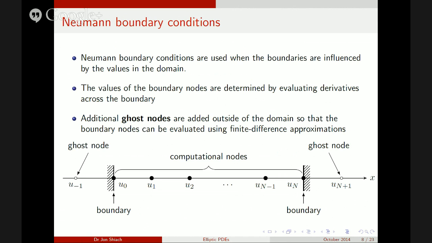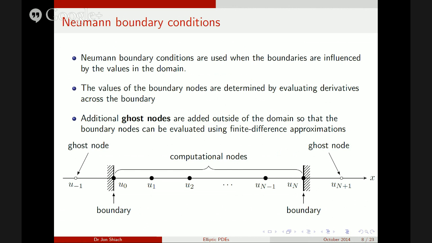So this node, which exists somewhere outside of our domain, is called a ghost node. I've labeled it U-1 here, and at the other end, UN+1 is the other ghost node. The value of this ghost node is what we calculate. This value is included in the computation in the finite difference scheme, and it is the value which we then calculate using these values. So that's Neumann conditions. That's when you have some derivative, some gradient which exists across the boundary of the domain.